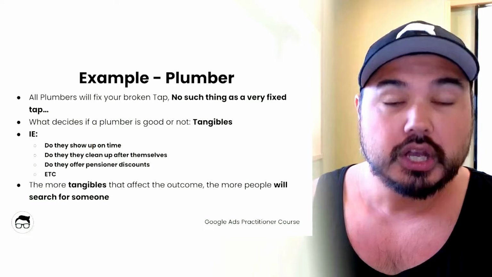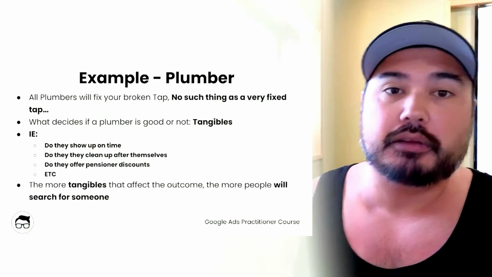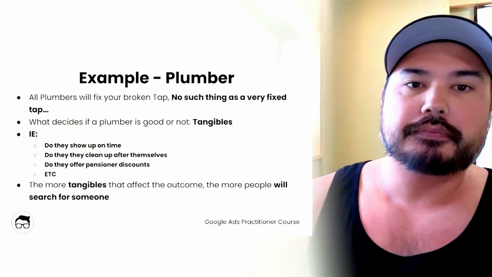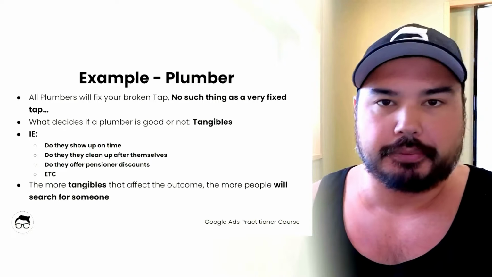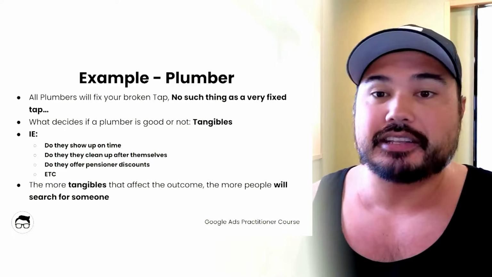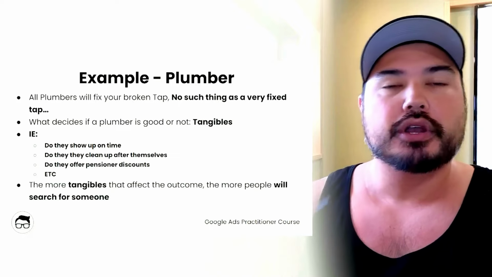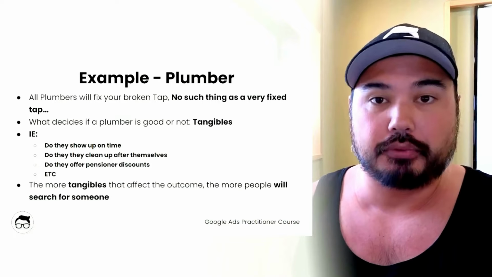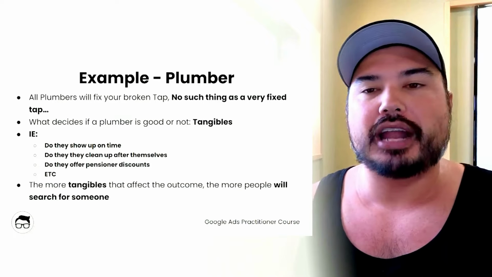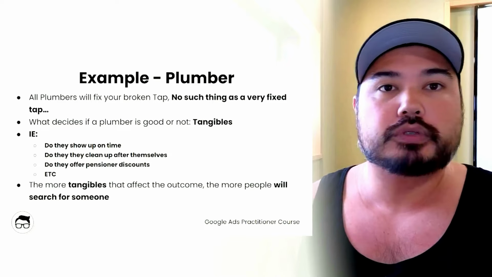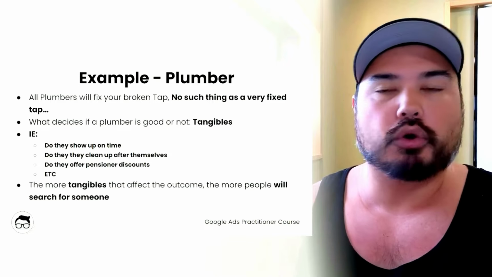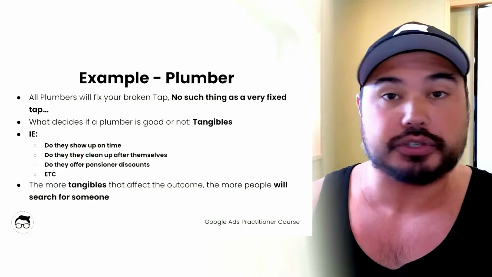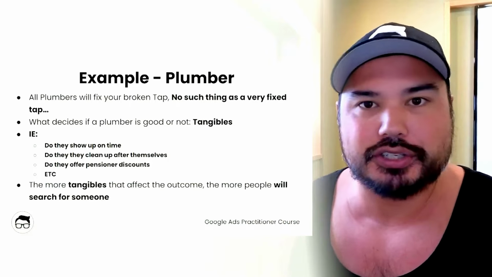Okay, so let's look at a different example here, which is a plumber. The thing is, all plumbers will fix a broken tap. There is no such thing as a very fixed tap, right? So when we're talking about differences between tangibles and intangibles, this is starting to get to that point. You don't have a very fixed tap that someone will pay extra for, or the outcome isn't any different if it's fixed or super fixed, because it's just not a thing.